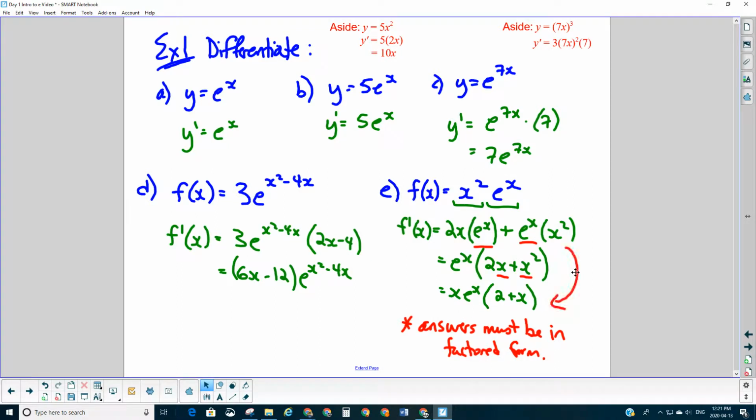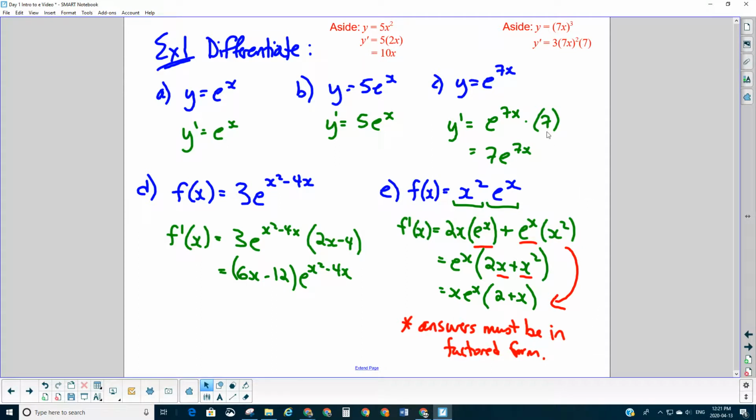We'll get to the point where we'll be able to see all of these common factors from the first line. So there's an e to the x and an e to the x and an x and x in both. So the common factor is x e to the x. Bring that out and you'll be left with a 2 plus an x. And make sure our answers are in factored form.